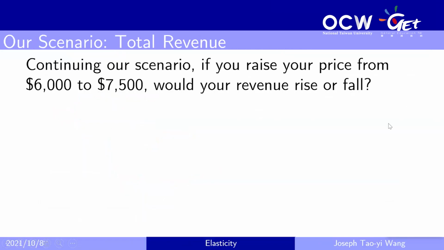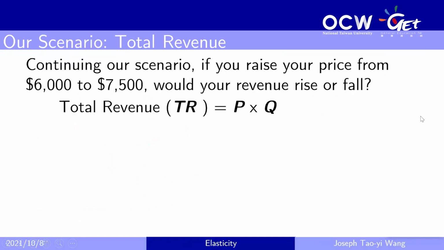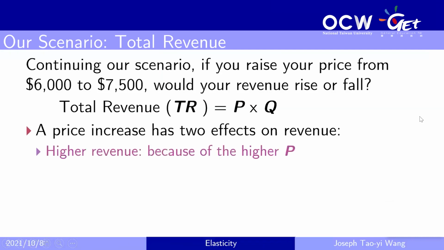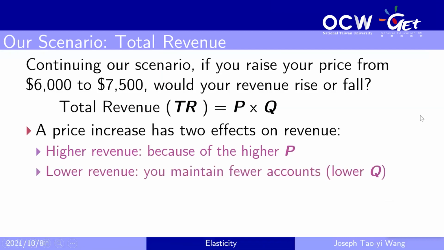All right, so let's continue our scenario. If you raise your price from 6,000 to 7,500, would your revenue go up or go down? This depends on the price elasticity of demand. Your total revenue is price times quantity. So an increase in price has two opposite effects on revenue. You get higher revenue because of the higher price you charge, but you get lower revenue because you are now maintaining fewer websites, because you're losing business.